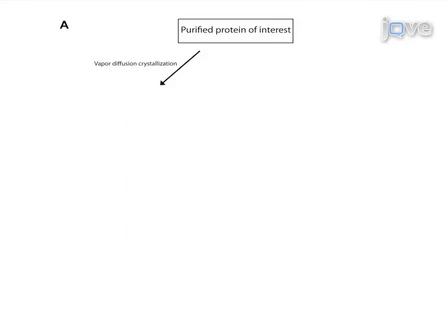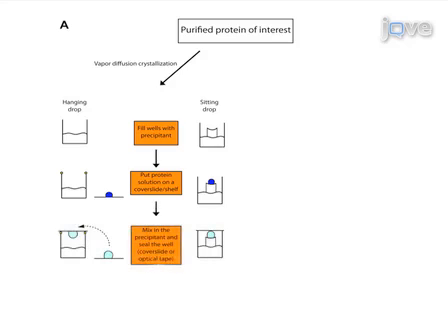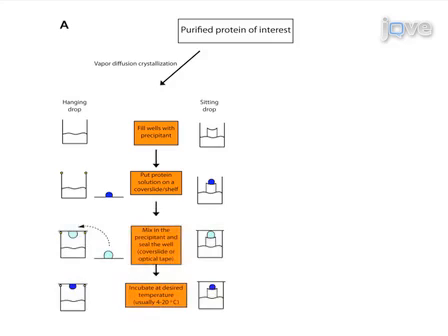For vapor diffusion crystallization, the wells are filled with precipitant. Then a high concentration of purified protein sample is mixed with the precipitating agent. The mixed drop is then sealed in a well containing the precipitant solution.